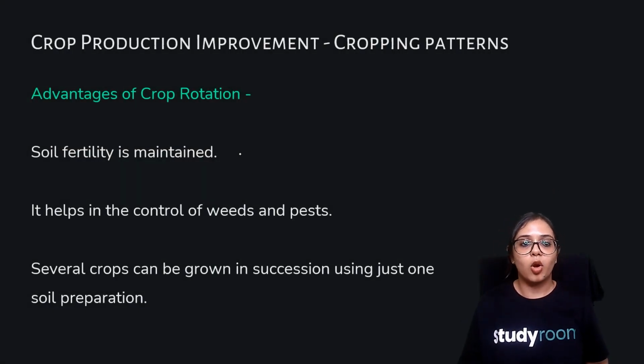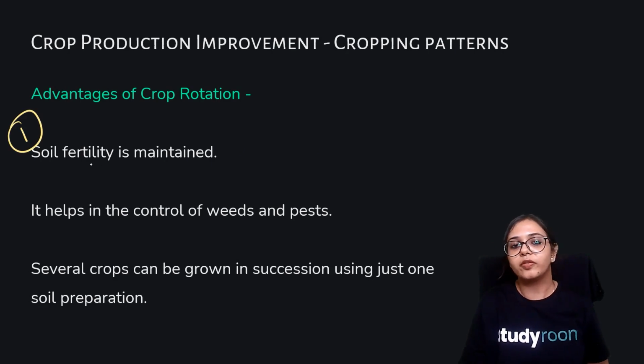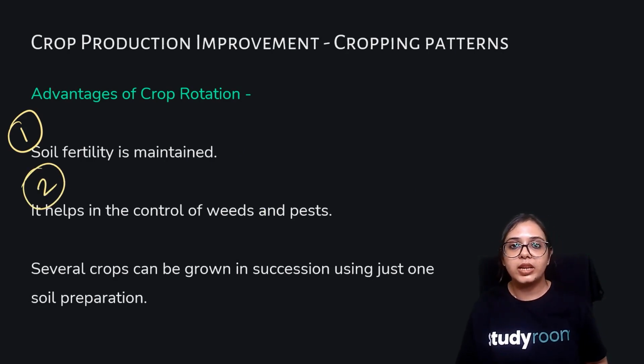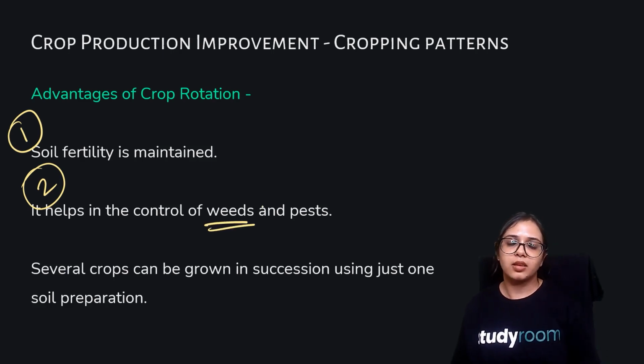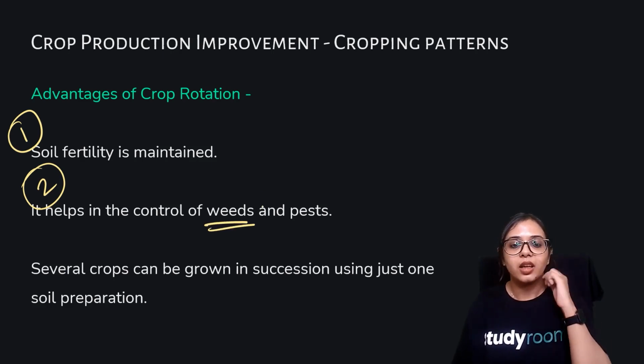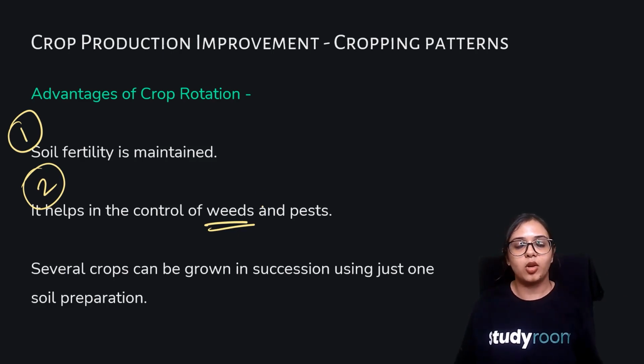Advantages of crop rotation is definitely that soil fertility is being maintained. Other thing is that it helps in the control of weeds and pests. Weeds are those unwanted plants that compete for sunlight, compete for water, compete for nutrients, and often they suck away the important nutrients.